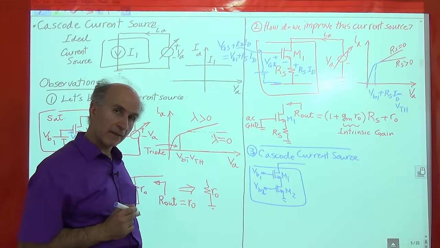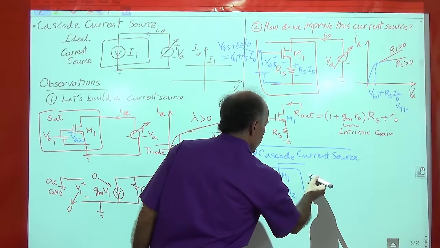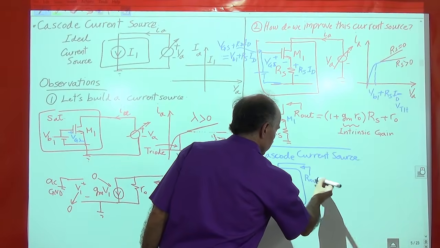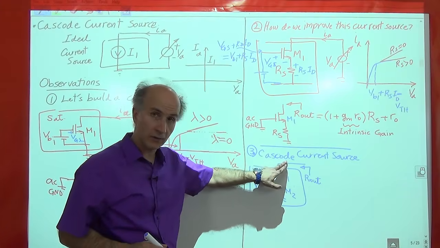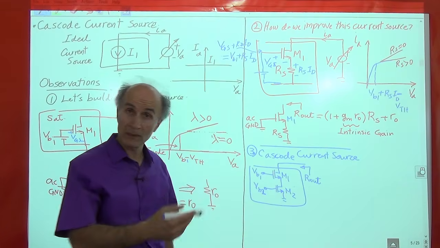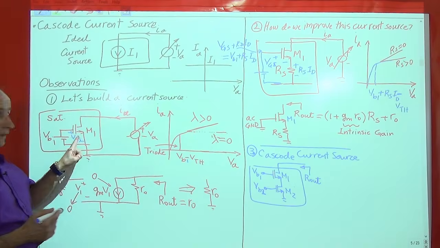So let's analyze that and see. I'm interested in this output resistance here. And we're hoping that this cascode structure, two transistors connected like this, provides a relatively high output resistance. Definitely higher than a single MOSFET.